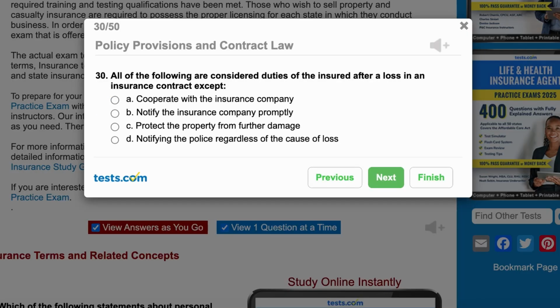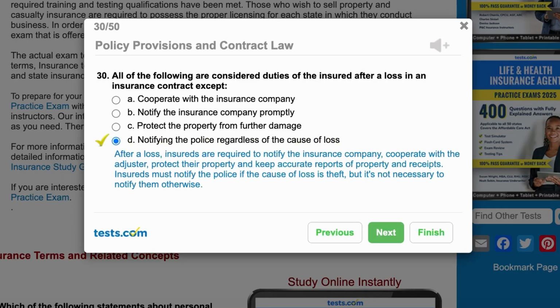Question 30. All of the following are considered duties of the insured after a loss in an insurance contract, except A. Cooperate with the insurance company, B. Notify the insurance company promptly, C. Protect the property from further damage, D. Notifying the police regardless of the cause of loss. D. Notifying the police regardless of the cause of loss.